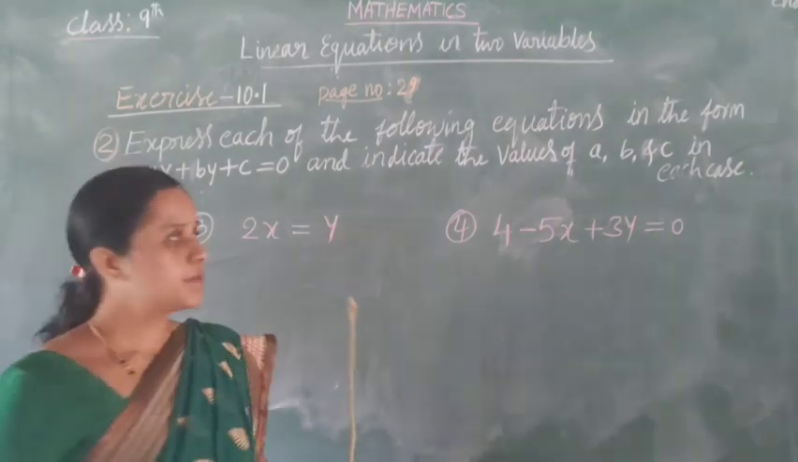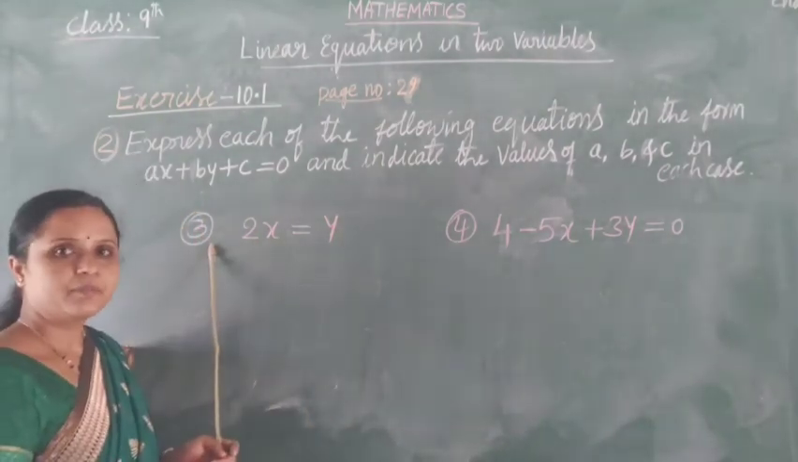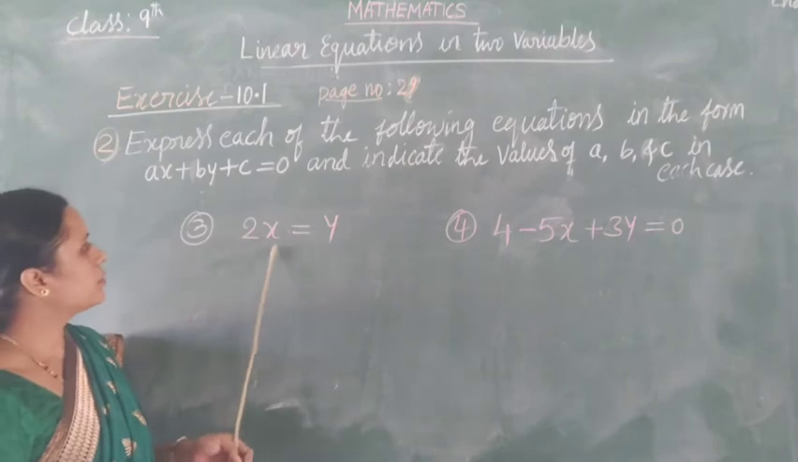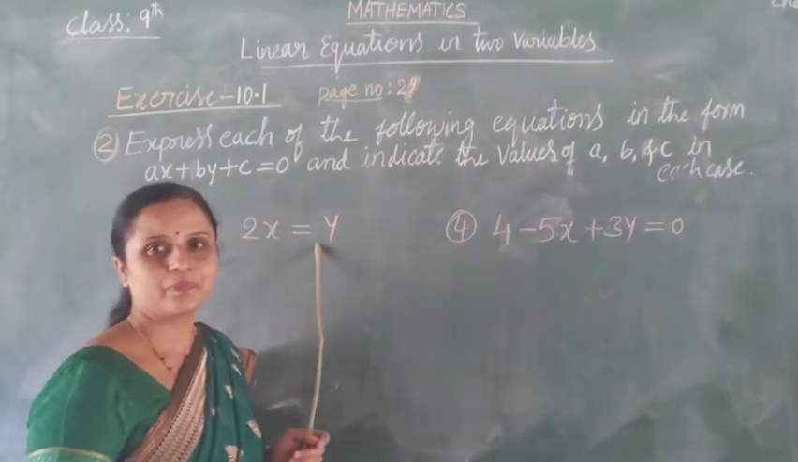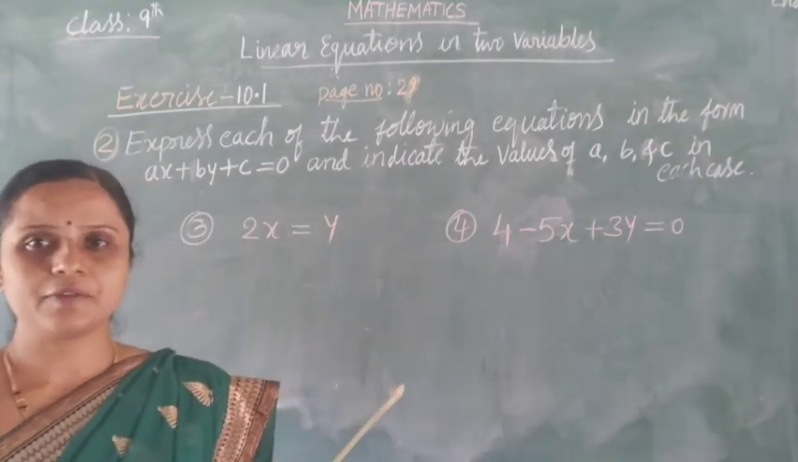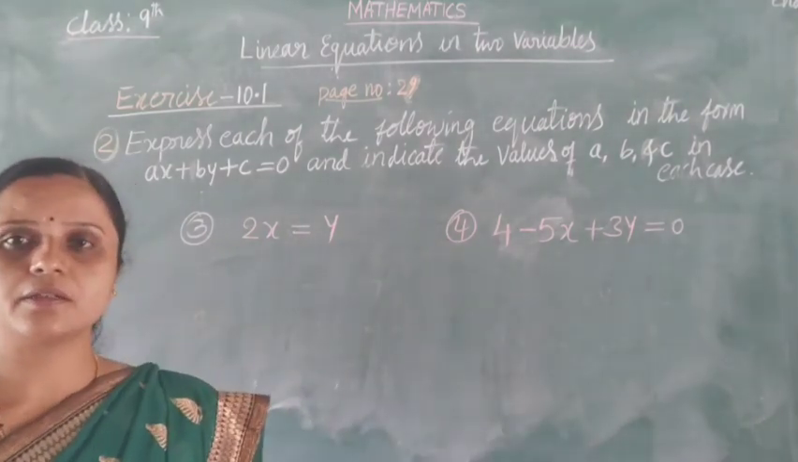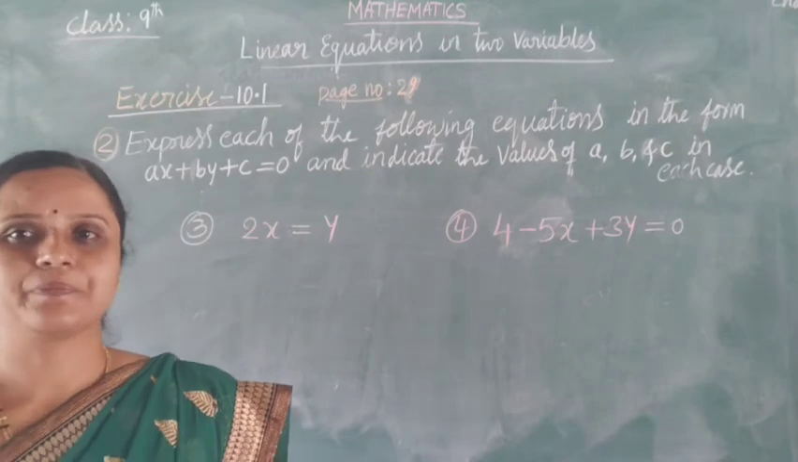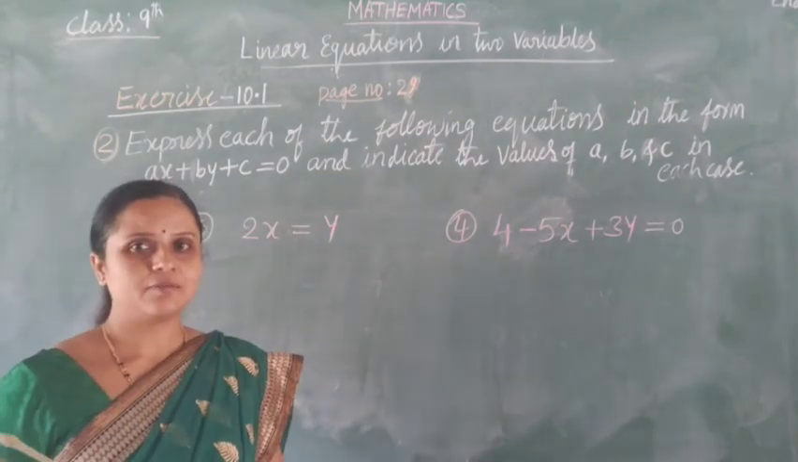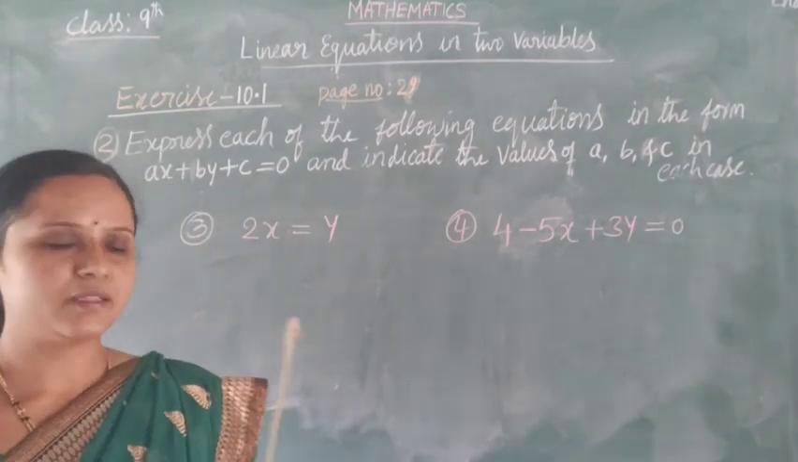Students, now we can observe the third question. The third question is 2x equal to y. Now observe the question carefully. 2x equal to y, is it in general form? No, it is not in general form. So first we have to write it in general form.